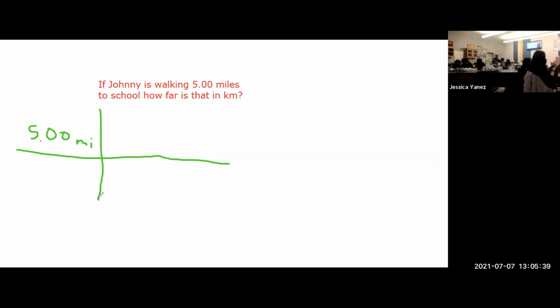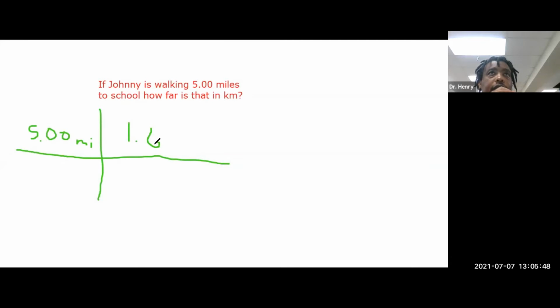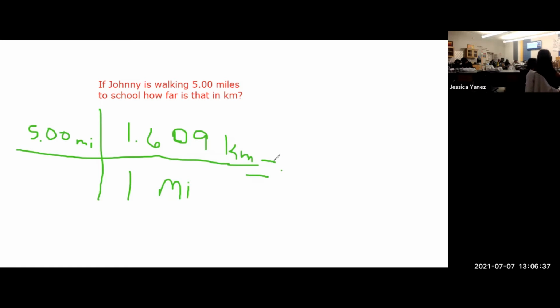So it would be 1.609 kilometers for 1 mile. No, sorry, 0.609 kilometers for 1 mile. So then you multiply. Okay, so what did you guys get? 8.045. So then it would be 8.05.